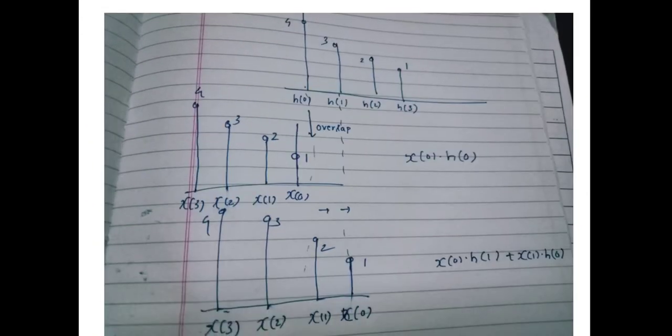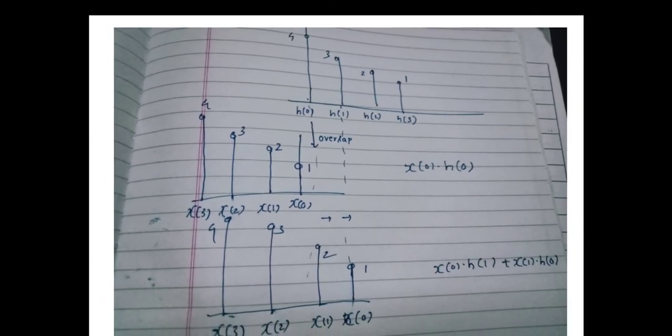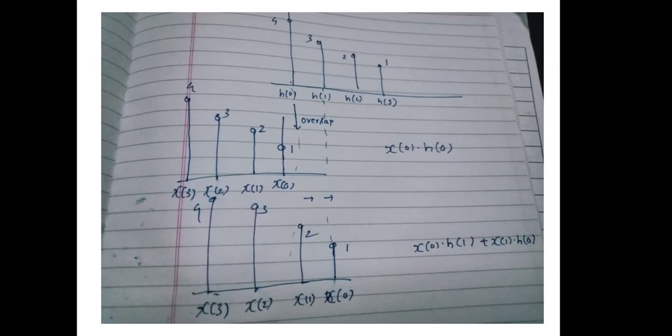And if I delay further by t, then it will be a complete overlap where x of 0 multiplied by h of 3, x of 1 multiplied by h of 2 plus x of 2 multiplied by h of 1 and x of 3 multiplied by h of 0, which is 1 into 1 plus 2 into 2 plus 3 into 3 plus 4 into 4.